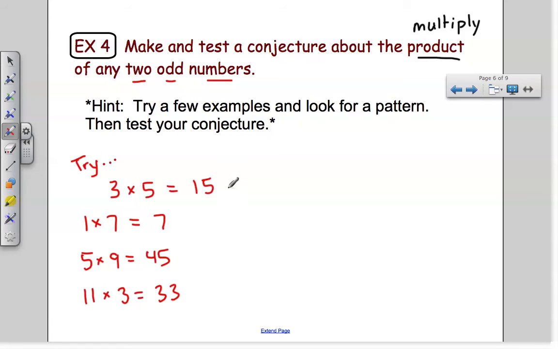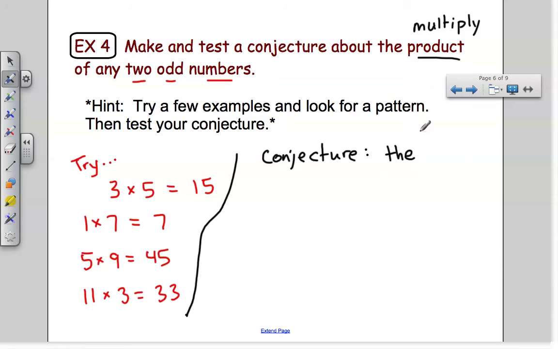We tried some things out. We're trying to look for a pattern. Notice the answers that I get when I do these products of two odd numbers. I get 15, I get 7, I get 45, and 33, sorry. Hey, look. These are all odd numbers. So I tried things out. That was kind of the first step. I'm going to make a conjecture, which is your statement of what you observe, and then we're going to test it out by doing some more examples and see if it still holds.